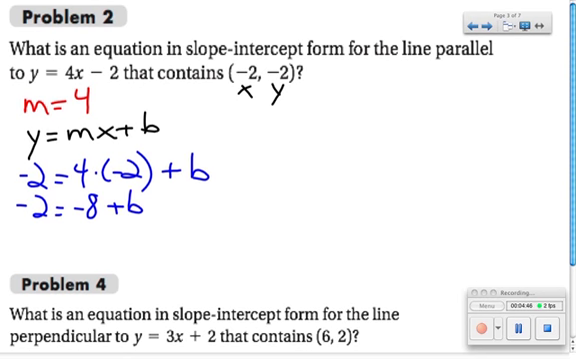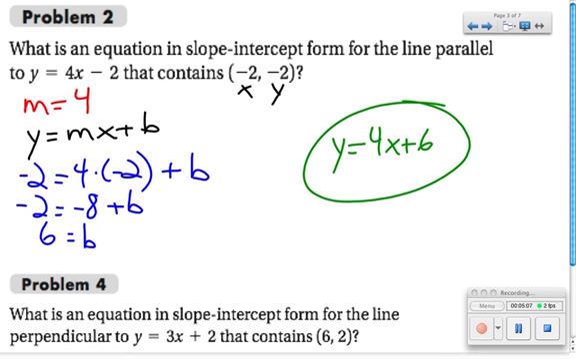And when I solve this equation by adding 8 to both sides, b equals 6. So now I know what my m is. I know what my b is. Very easy to write the equation in slope-intercept form now. It's y equals 4x plus 6.